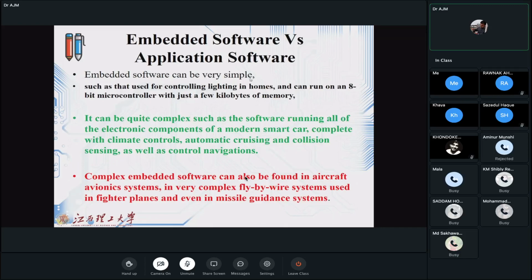In brief, embedded software is used for the overall operation of our device. It can be very simple, such as controlling the lights in a home, and can run on an 8-bit microcontroller with just a few kilobytes of memory. It can also be quite complex, such as running all the electronic components of a modern smart car, complete with climate control, automatic cruising, collision sensing, and navigation control. Complex embedded software can also be found in aircraft avionics systems, very complex fly-by-wire systems used in fighter planes, and even missile guidance systems.